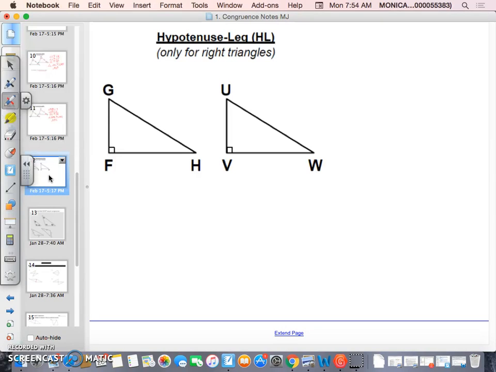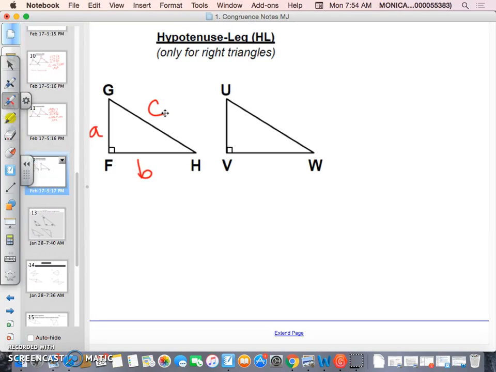If you know, this is only for right triangles. You cannot use this for any other triangle. But if you know a hypotenuse and a leg, so let's remember, from earlier we learned how to calculate the distance of a diagonal, and we said you have to use A, B, and C.